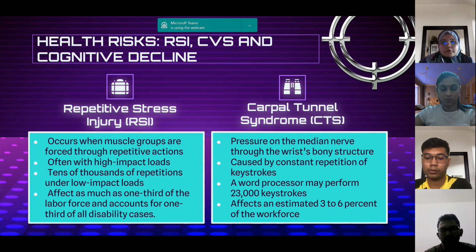The most common kind of computer-related RSI is carpal tunnel syndrome, or CTS, in which pressure on the median nerve through the wrist's bony structure, called the carpal tunnel, can produce pain. The pressure is caused by constant repetition of keystrokes. In a single shift, a word processor may perform 23,000 keystrokes. Symptoms of CTS include numbness, shooting pain, inability to grasp objects, and tingling. Millions of workers have been diagnosed with CTS. It affects an estimated 3 to 6% of the workforce.